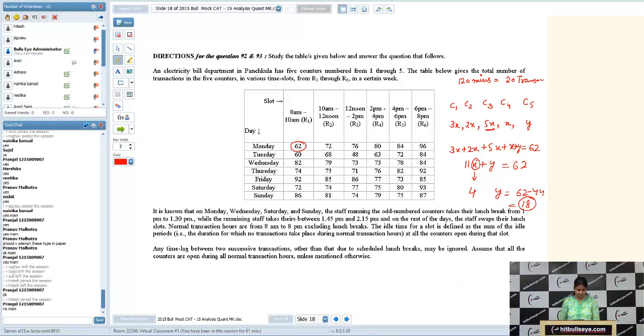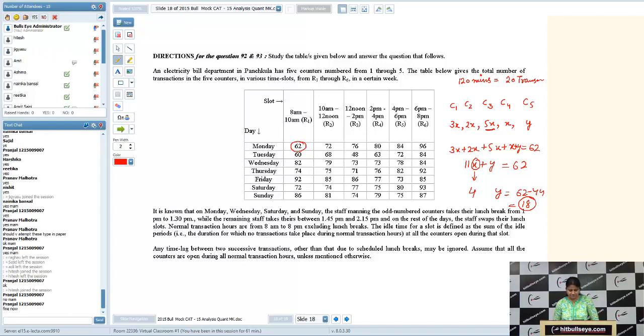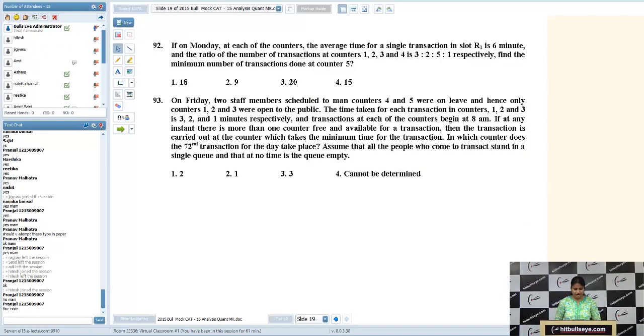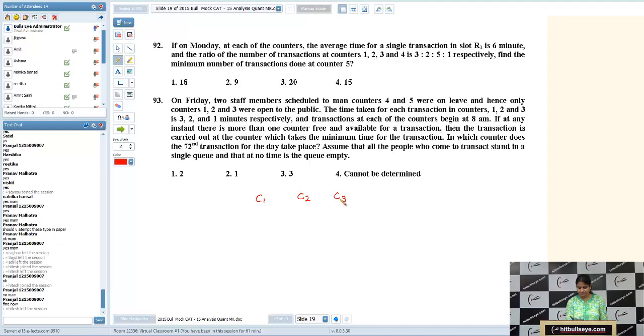Okay, any other problem? Now come to 93rd question. On Friday, 2 staff members scheduled to man counters 4 and 5 were on leave, and hence only counters 1, 2, 3 were open to the public. Only 3 counters are available. Let them be C1, C2 and C3. The time taken for each transaction in counters 1, 2, 3 is 3, 2, 1 minute.